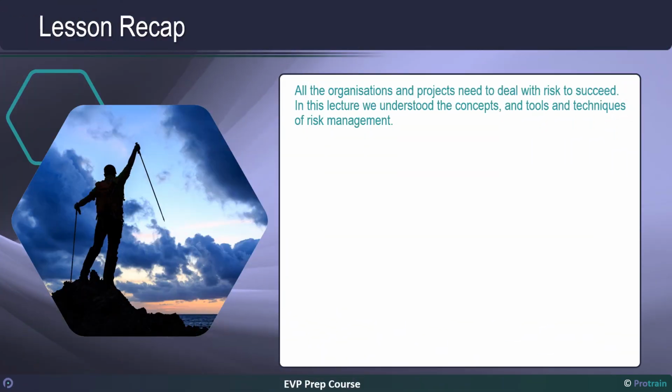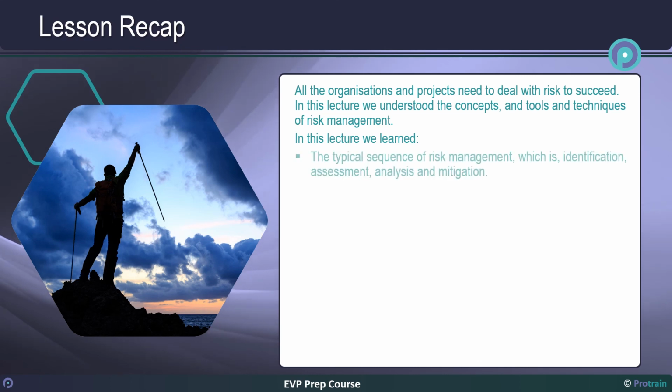All the organizations and projects need to deal with risk to succeed. In this lecture we understood the concepts and tools and techniques of risk management. In this lecture we learned the typical sequence of risk management, which is identification, assessment, analysis, and mitigation.